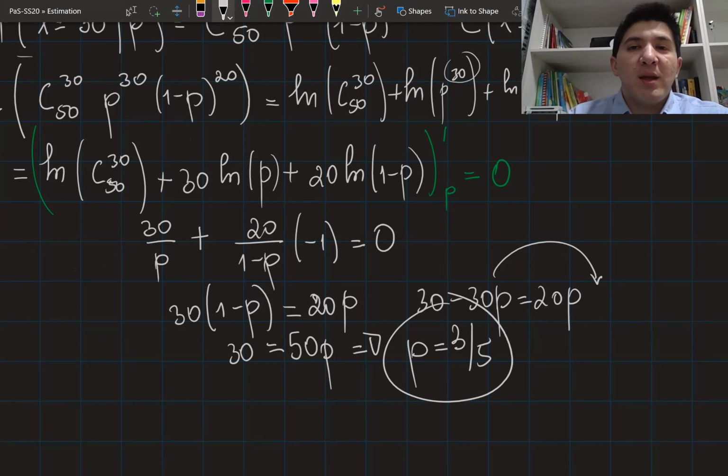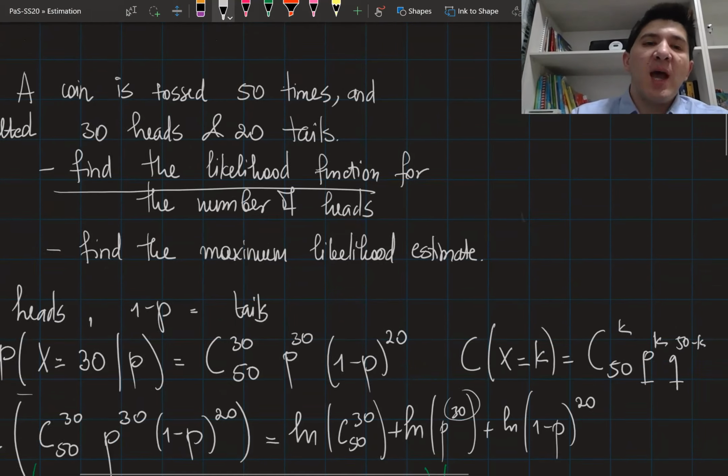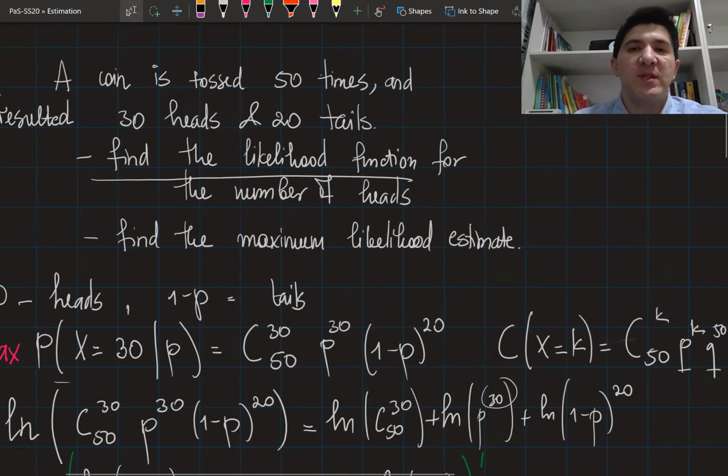And speaking in human language, it means that for this value of the parameter p, most likely I'm going to get 30 heads when I toss the coin 50 times.